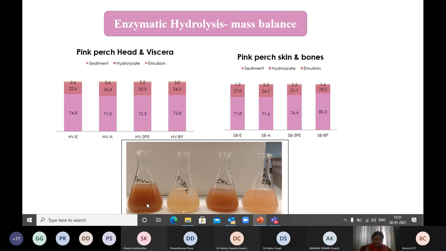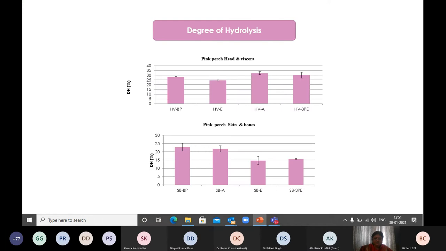This is the protein hydrolysate which we have obtained, and based on the yield of this one, we have optimized. Then we determined the degree of hydrolysis. The ideal degree of hydrolysis is 15 to 20%. Anything between 15 to 25% is very good, because it contains the optimum length of peptides, which are good for digestibility and also good for bioactivity.